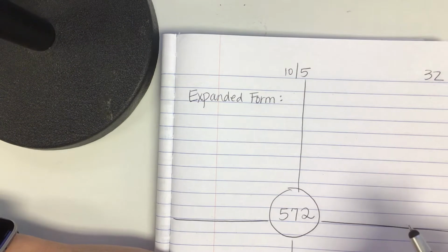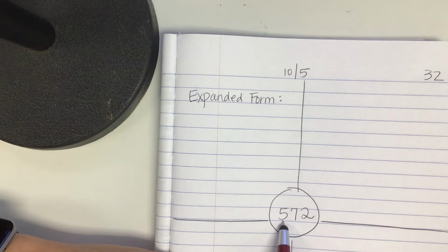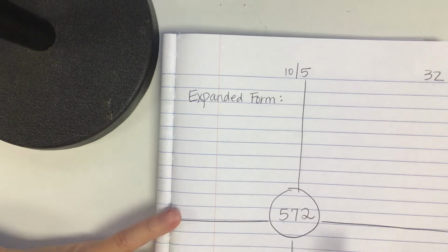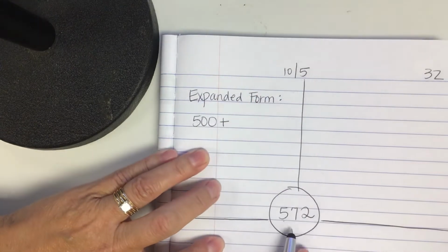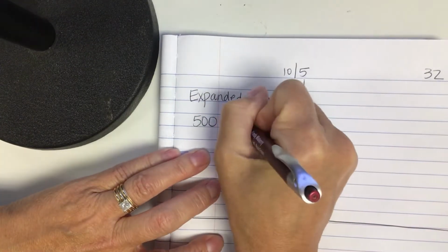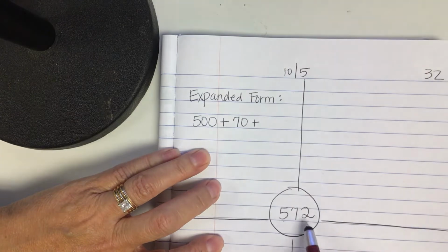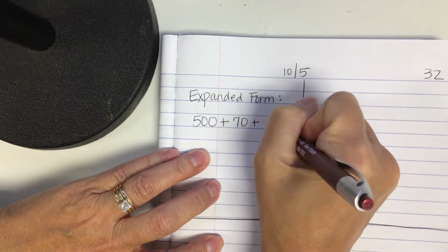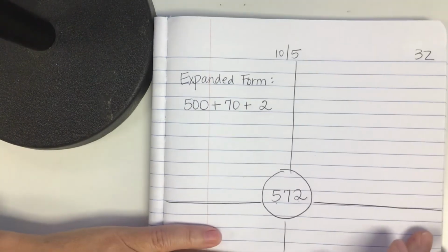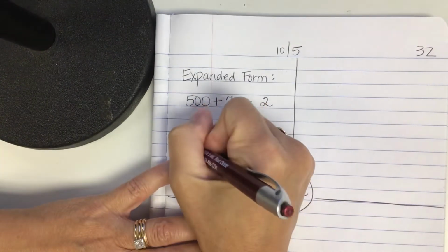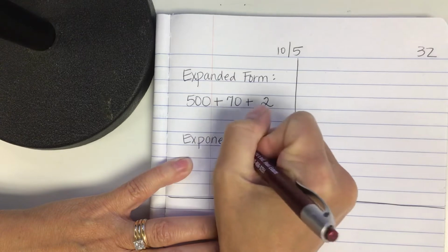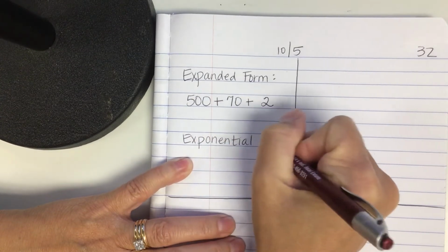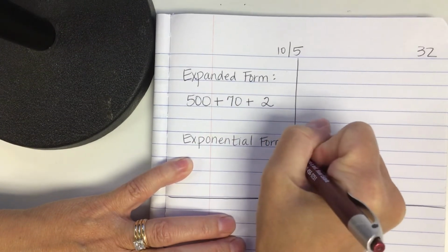So if I do expanded form, I am showing the value of each digit. So the value of the 5 is 500, plus the value of the 7 is 70, plus the value of the 2 is 2. Now remember, we also did exponential form, and that's one that is kind of harder because we haven't done multiplication yet. So it's just one we really have to practice.